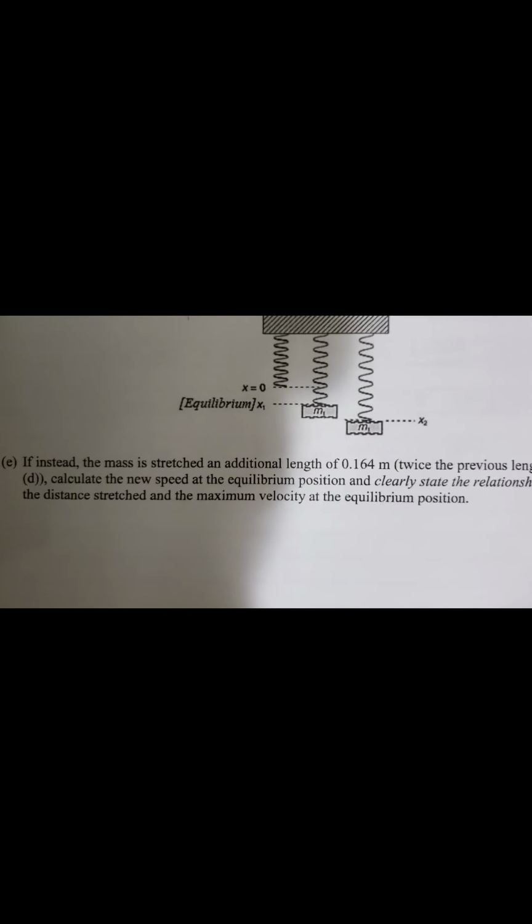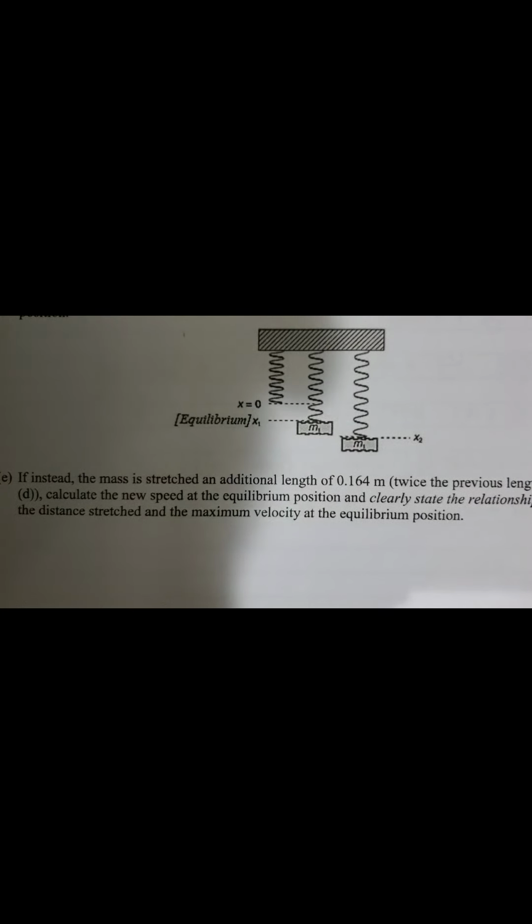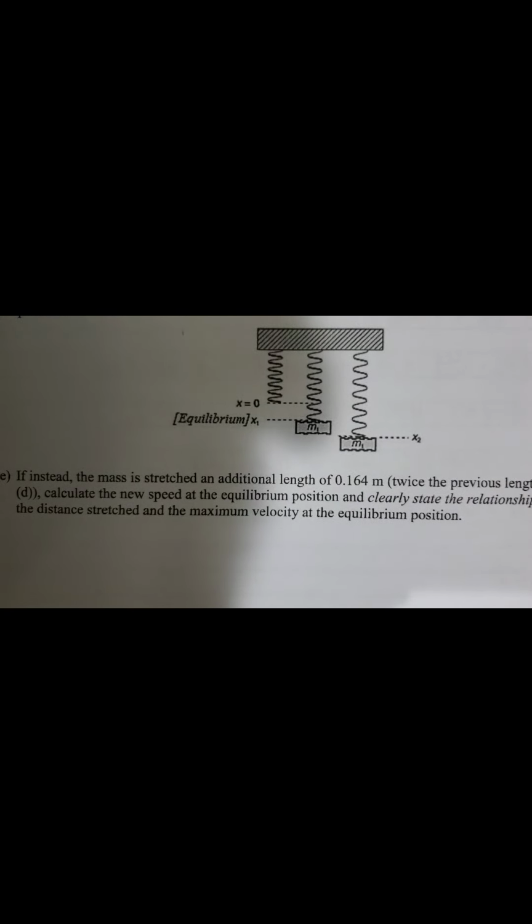Part E says if instead the mass is stretched an additional length of 0.164 meters, twice the previous length in part D, calculate the new speed at the equilibrium position and clearly state a relationship between the distance stretched and the maximum velocity at equilibrium position. Okay, so same deal.